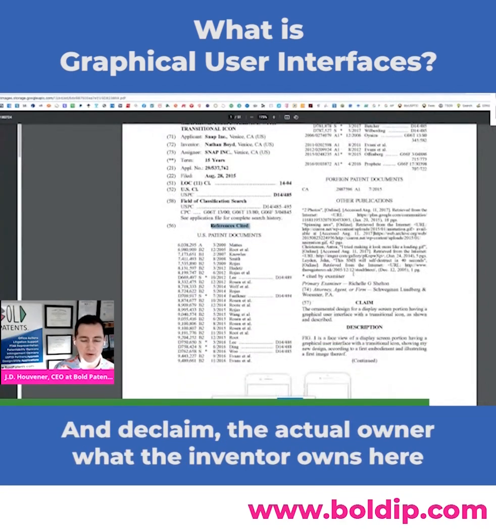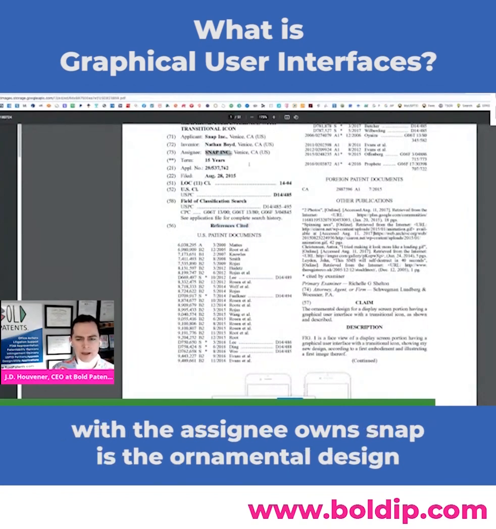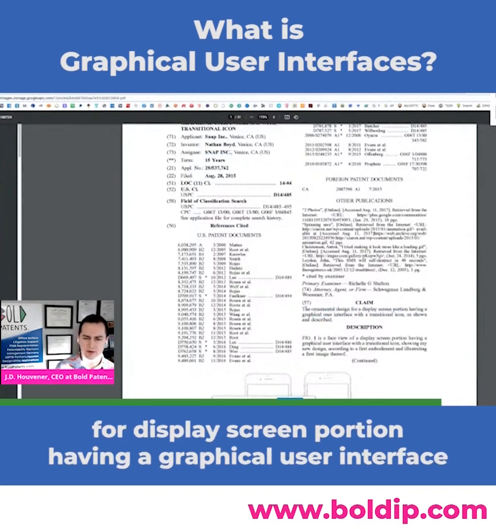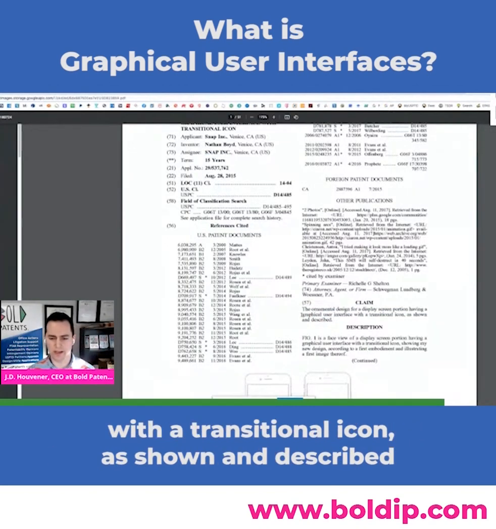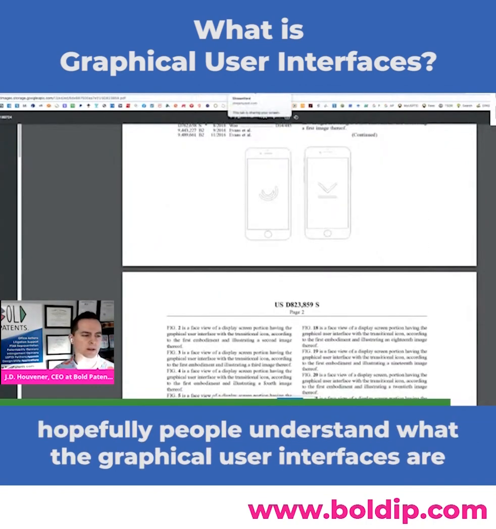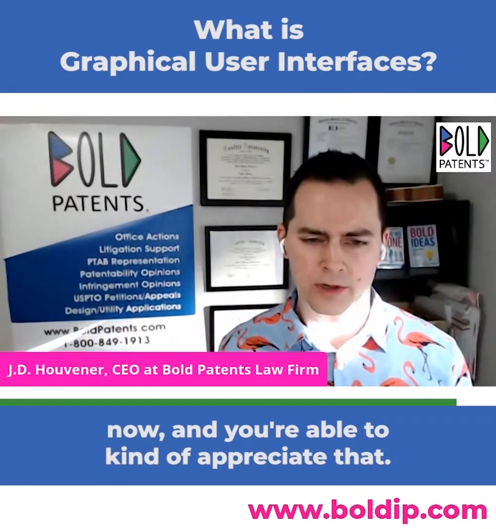And the claim, what the inventor owns here, what the assignee, Snap, owns, is the ornamental design for a display screen portion having a graphical user interface with a transitional icon as shown and described. And hopefully people understand what graphical user interfaces are now, and you're able to appreciate that.